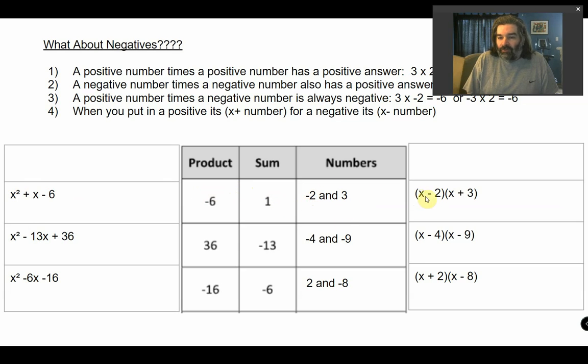If there's a negative, just put it in as a minus 2 instead of a plus, okay? And that's it. If it's 3, it's just plus. So if they're negatives, you put them in as negatives. If they're positive, you put a plus. That's the only difference really with a negative.